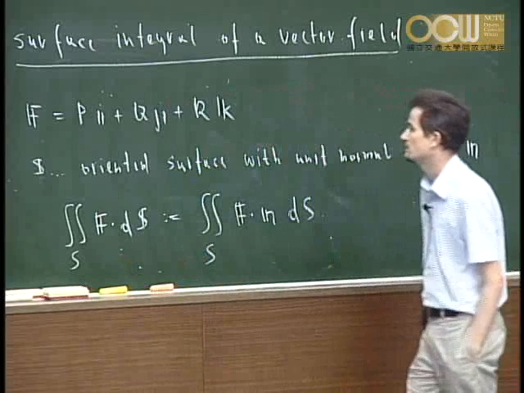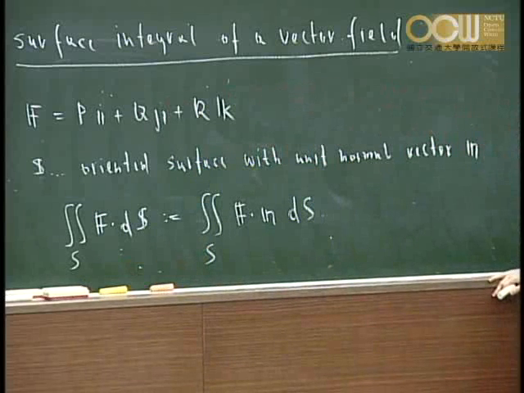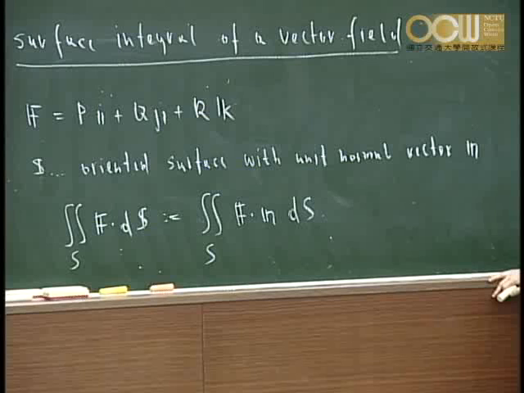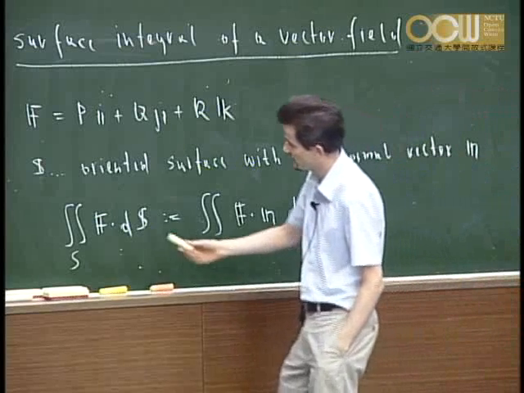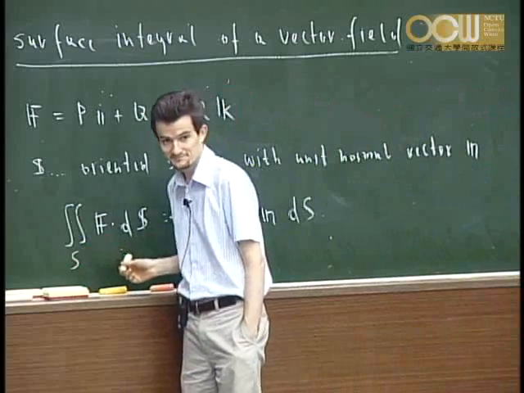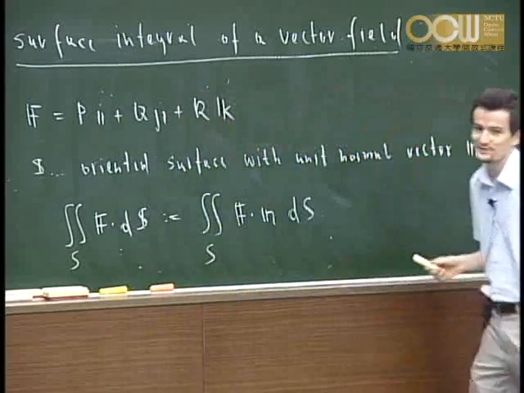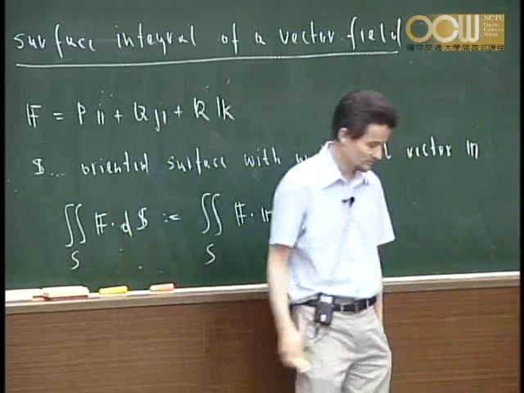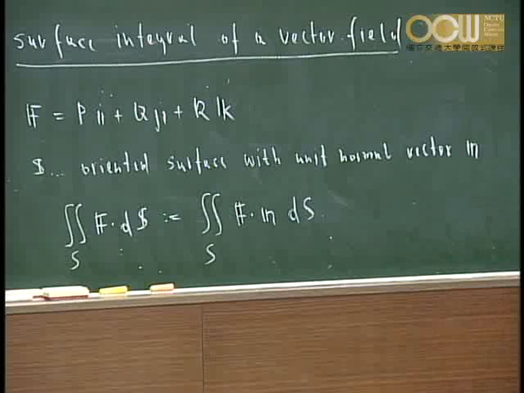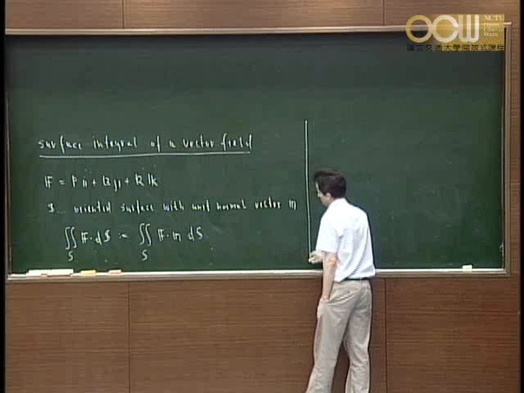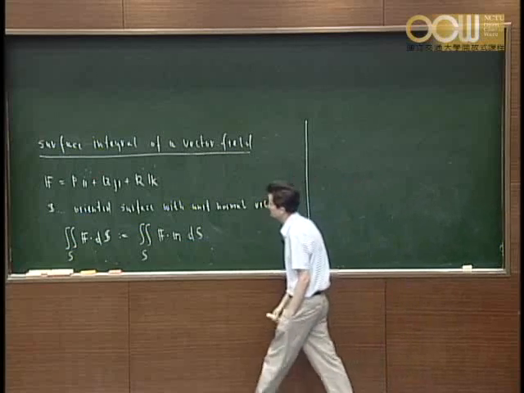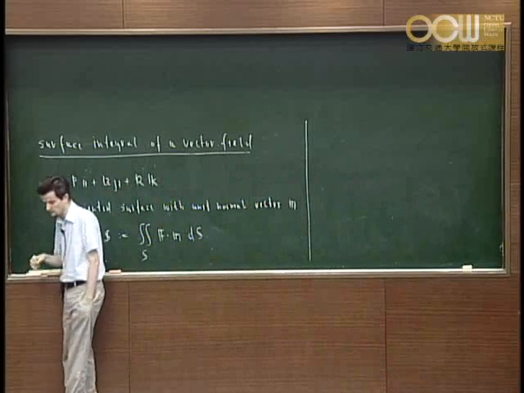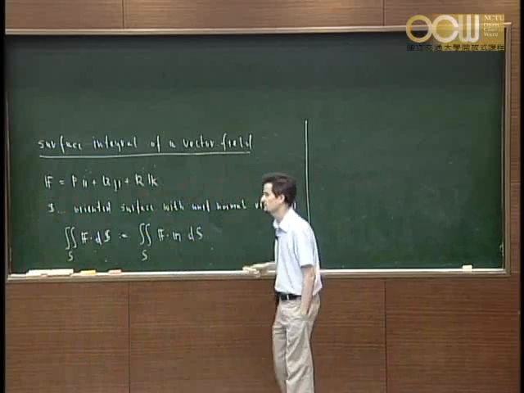Okay, so in order to talk about the surface integral of a three-dimensional vector field, what we need is an oriented surface. Of course, the value of this symbol here will depend on the orientation of the surface. Now, let's look at some special cases. The first special case is where our oriented surface is a parametric surface.